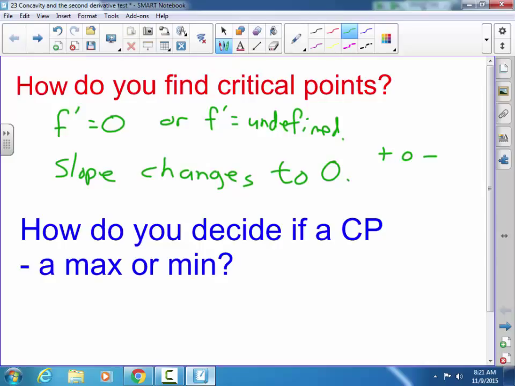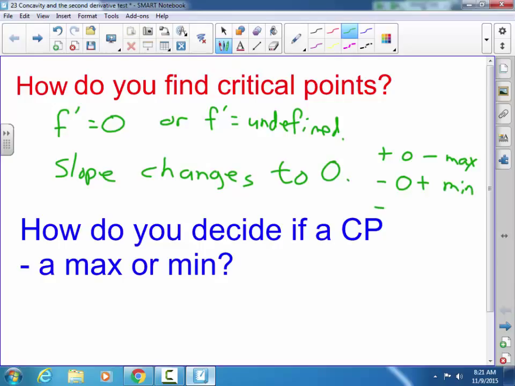If it's a positive slope, then 0, then a negative slope, what do we know about that point on the graph? It's a maximum, okay? It went from being positive to 0 to negative. What if it goes from negative to 0 to positive? What do we know? Then it's a minimum, okay? And that's the first derivative test.